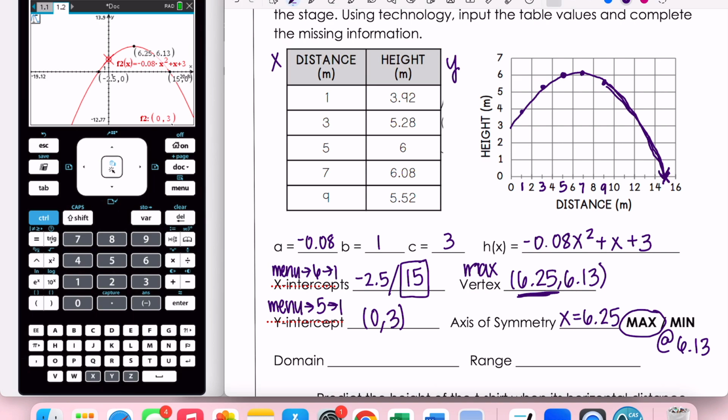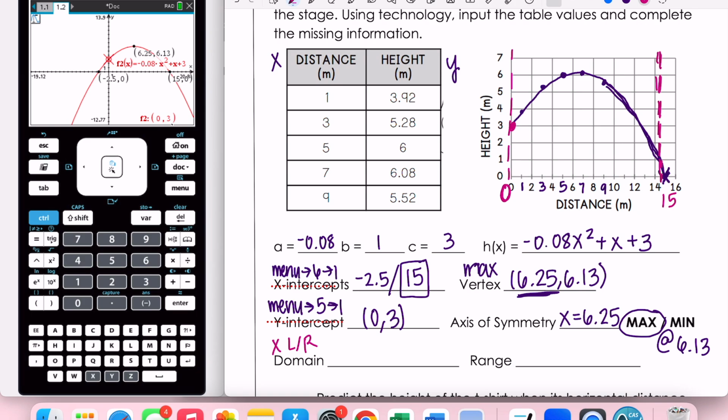Okay, next up, we want to determine the domain and range. So remember, the domain are your x values. Here we go from left to right. If I go as far left as possible on my graph, I see here that I am setting up a boundary at 0. Then I go as far right as possible. We know that my boundary was drawn at 15 because that is where my second x-intercept is. That is where that t-shirt hit the ground.